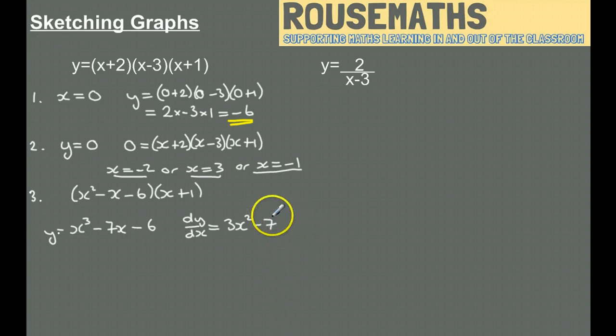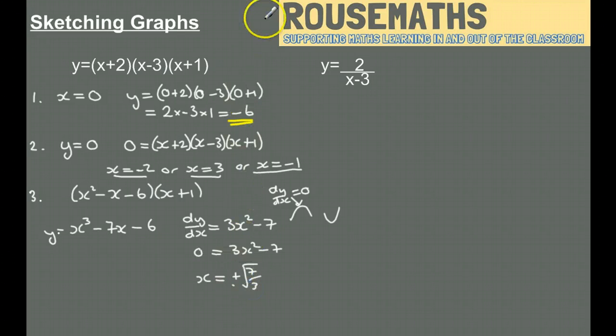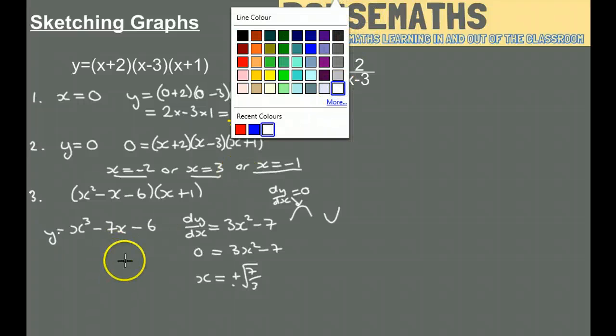For that to be a turning point, a maximum or a minimum, the gradient would need to be 0. So at that point right at the top there, the gradient is 0. So if this was 0, we can see that our possible values of x would be plus or minus the square root of 7 over 3. So putting all that together, let's have a look at what that will look like.